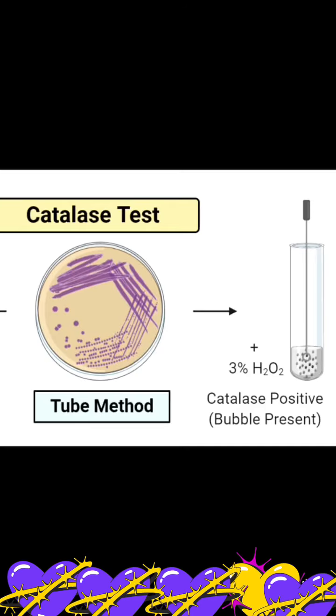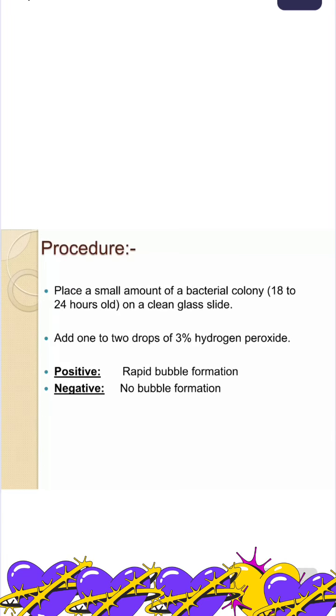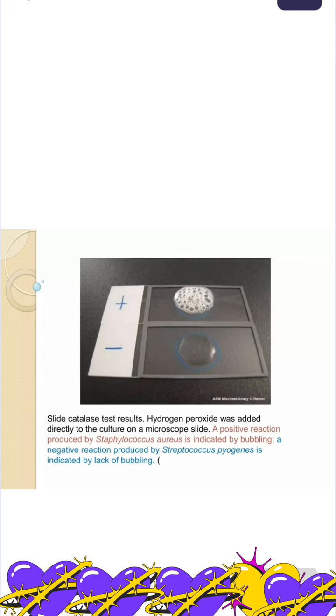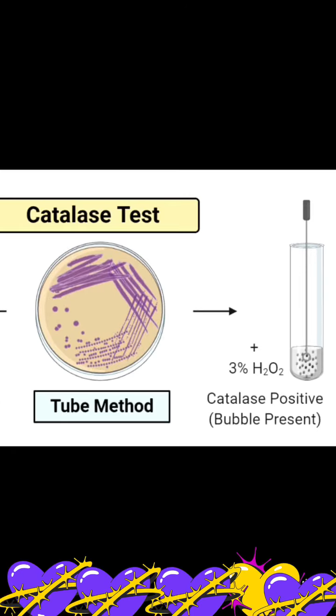Today I will show you the Catalase test through this video. First of all, we should know why it is called the Catalase test. It is called the Catalase test because it detects the presence of the Catalase enzyme in bacteria like Staphylococcus aureus, aerobic bacillus, or Listeria monocytogenes, etc.